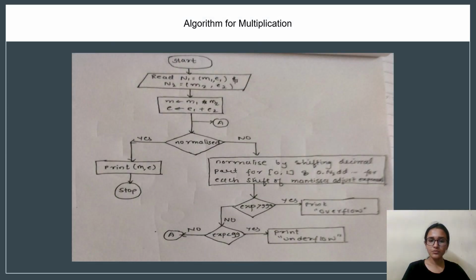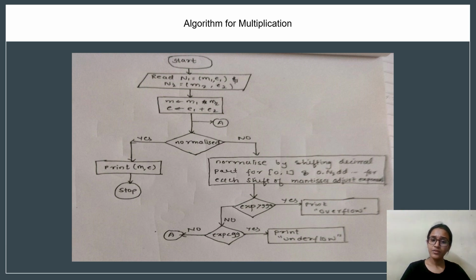This is the flowchart for multiplication, for which we will read the numbers n1 and n2 with both the mantissa and exponential part separately, and then directly multiply the mantissas of both numbers and add the exponents of both numbers. The obtained number will be checked whether it is normalized or not. If it is normalized, we will print the number with separated values of mantissa and exponent. And if it's not normalized, we will normalize and check.